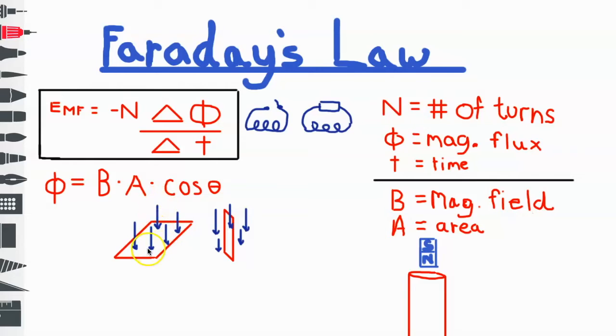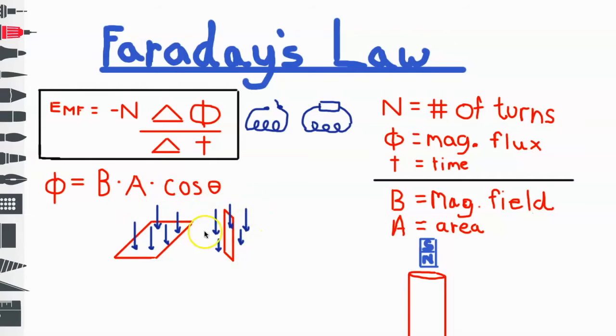A lot of the time people will get confused and think that it is the angle between the area and the magnetic field, which is fine. You could use a different trigonometric function to solve for that, but it's more commonly used with cosine and the angle between the normal and the magnetic field. So as we rotate our area, we'll have to account for that.